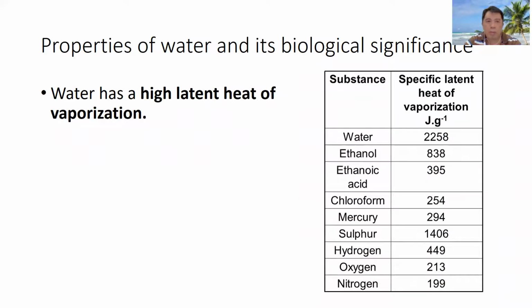Then the other property is water has a high latent heat of vaporization. Again, we look at the table by comparing to other common substances. So see the water for the latent heat of vaporization. When we say vaporization here, in animal sweating and in plant transpiration are involved. So from here we can compare. In order to vaporize these substances, they require such amount of heat. By comparison, water has the highest latent heat of vaporization. Therefore, we say water has a high latent heat of vaporization.